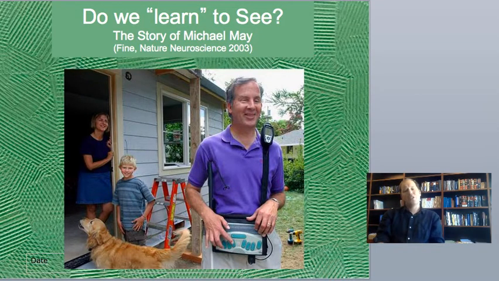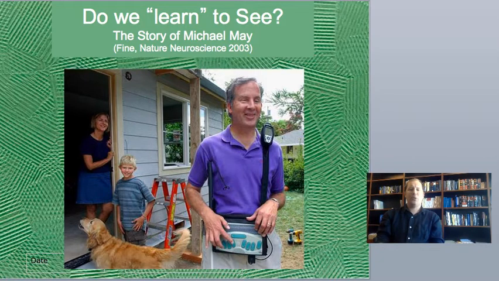I'd like to now relate the story of Michael May. This is a very interesting tale that was told in 2003 about a man who lost his sight when he was 3.5 years old in a chemical accident. His eyes were damaged irreparably, and so he became blind.